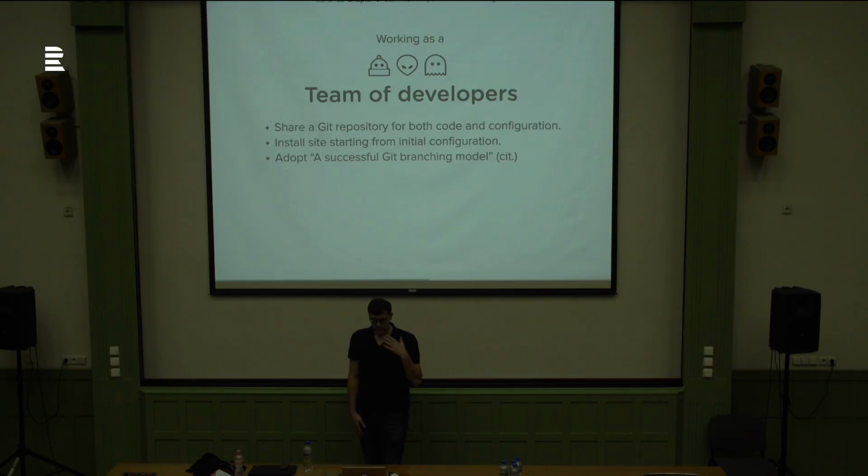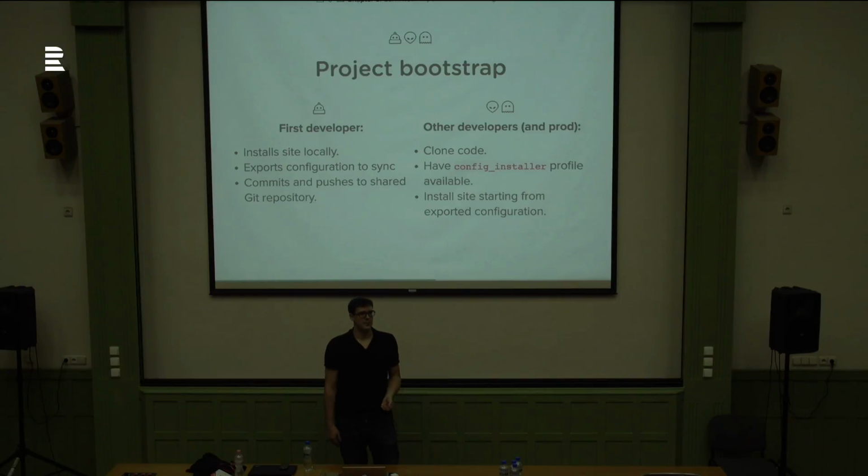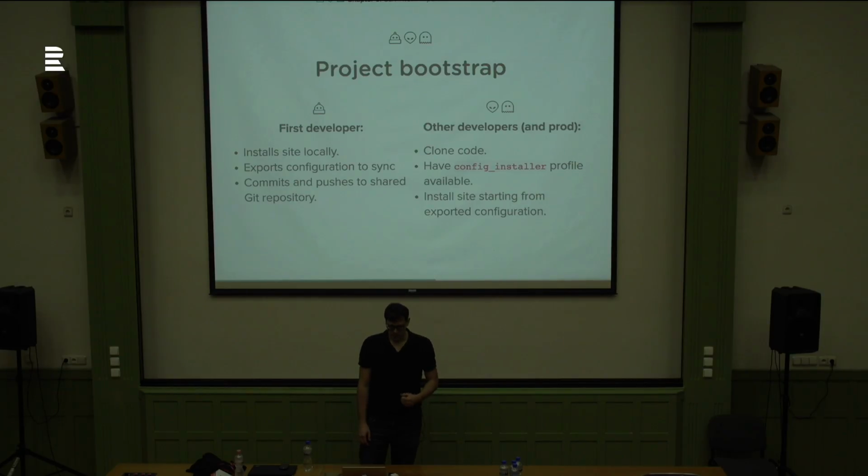When you work as a team of developers, you share the Git repository for the code and configuration, you install the site from the existing configuration with config installer, and you adopt a successful Git branching model. If you look that up on Google, you will find examples for it. So the first developer installs the site, exports the configuration, and commits and pushes to the Git repository. And everybody else clones the code, installs it with config installer, and has the site that is essentially the same as the first developer has.